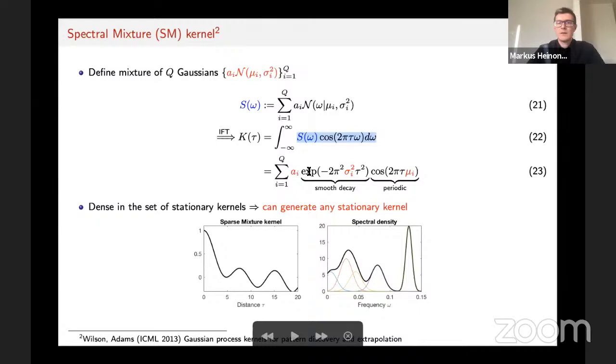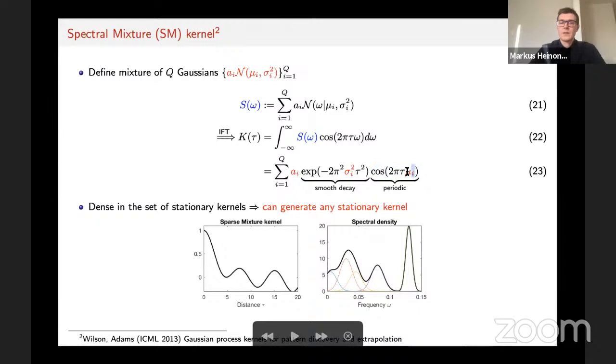The inverse Fourier transform then becomes this integral, and it has a closed form solution where we have two terms emerging. We have a Gaussian looking term here, where the sigma now represents the inverse length scale. And we also have this pi weighting things as well. And then we have the cosine term, which considers the frequency mean.